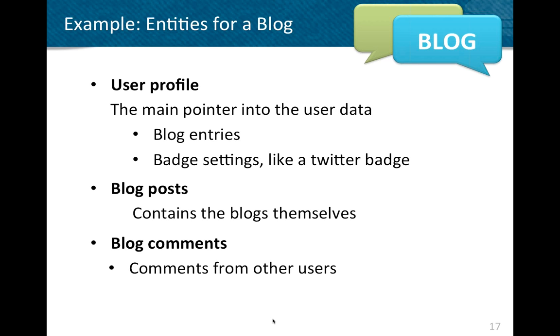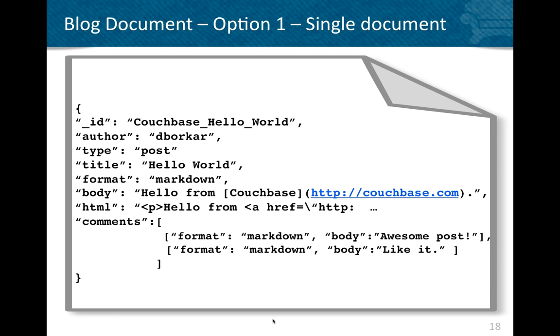Let's take a look at a blog example. So this is a sample app where you might have a user profile, and the user has blog entries and badge entries and so on. You have blog posts and blog comments. Blog comments are typically applied on a specific blog post and so on. And so let's see how the data would be modeled itself.